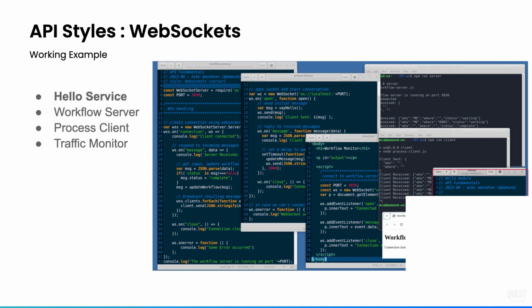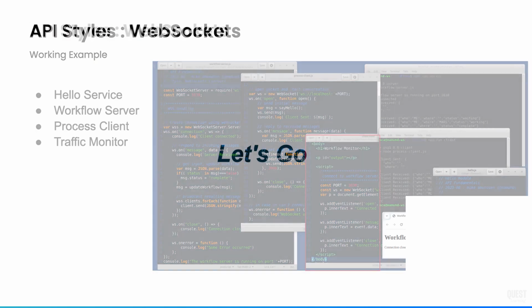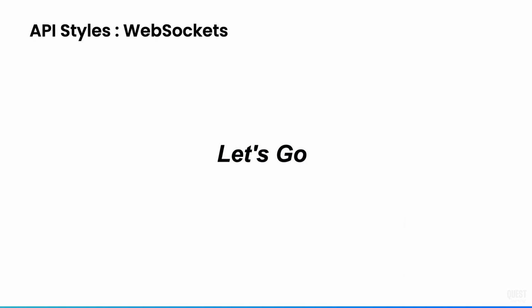We'll have our hello service, the same hello service we've used for all our API style implementations. I've implemented a workflow server as one of the peers. This workflow server keeps track of the status of a particular job and advances that status when it's necessary. And then I've implemented a process client peer, which actually pays attention to the status of a job and performs work based on that status. I've also added a traffic monitor application that's built in HTML for a browser. This just watches the traffic go by step by step, so you can see how a browser version of WebSockets works as well. So with that in mind, let's go.